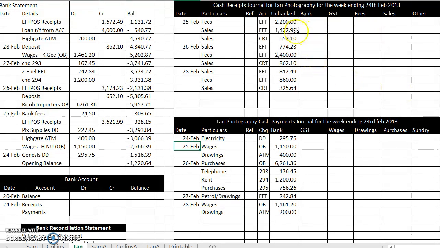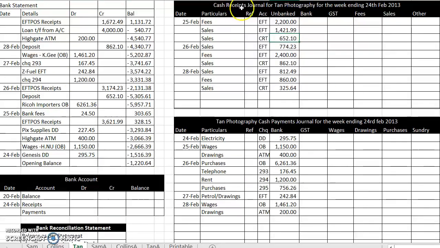First thing I'd like you to do is find this figure here and just change it. It's an error. It should be 421. Brill. So the idea of this is we've got a cash receipts journal, cash payments journal, bank statement, bank account, and reconciliation. We're going to do the lot.